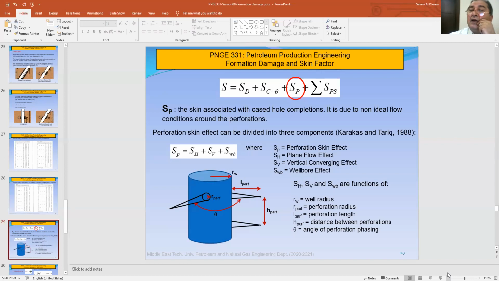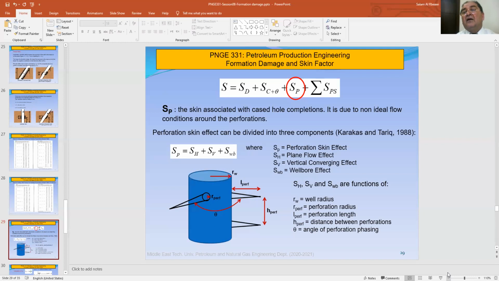Okay. While the second one is the vertical convergence. Okay. So we have the perforations here. So the fluid is going to move like this. It is not going to move totally horizontal. It's going to move with the change in the direction, so it could move inside the perforations. So it's kind of changing the streamlines, the flow lines. And this could cause more pressure drop.